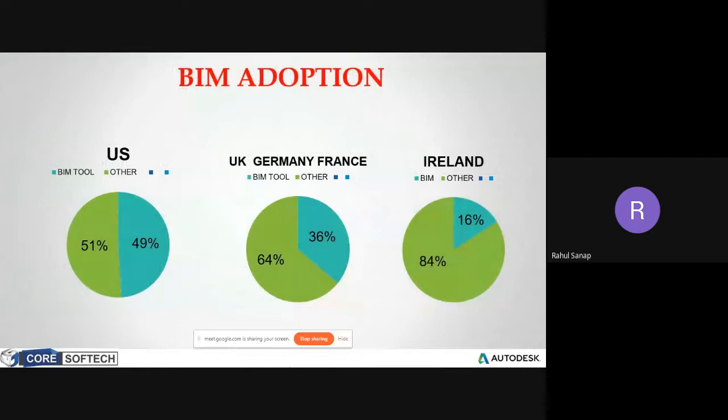Okay, so this is BIM adoption in other countries. In the US, 49% of projects, whether government or private, are using the BIM methodology. In the UK, Germany and France it is around 36%. This data is from around 2018, not 2022, and right now it's 2022, so this percentage might have increased up to 50 or 55%.